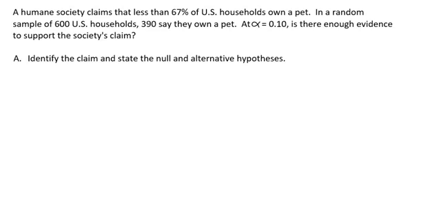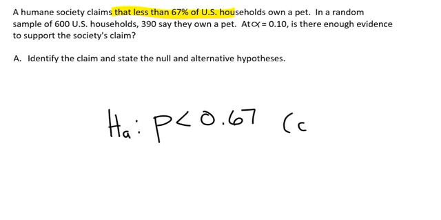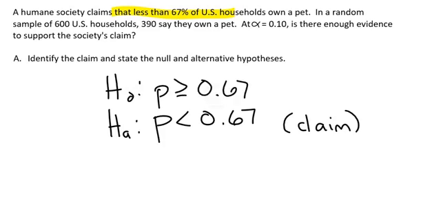Part A. Identify the claim and state the null and alternative hypothesis. The claim is that less than 67% of U.S. households own a pet. In mathematical terms, we would write this as p < 0.67. Since this one does not include the equal sign, it's going to be the alternative hypothesis. The null hypothesis is the complement, or p is greater than or equal to 0.67.